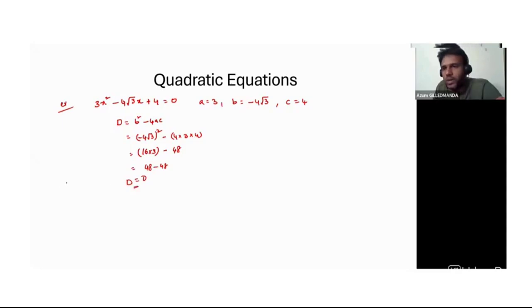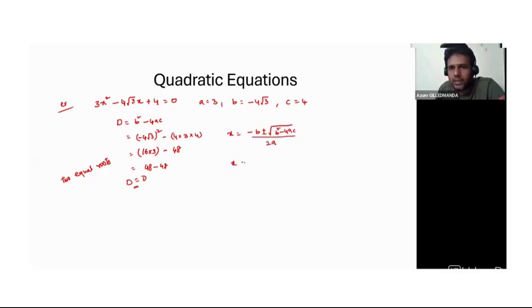So we know from our earlier slide what we learned: if D is 0, discriminant is 0, then we will have two equal roots. So this equation has two equal roots. Now let's find those roots. So what is the formula? X equal to minus b plus or minus square root of b square minus 4ac, which is discriminant, by 2a.